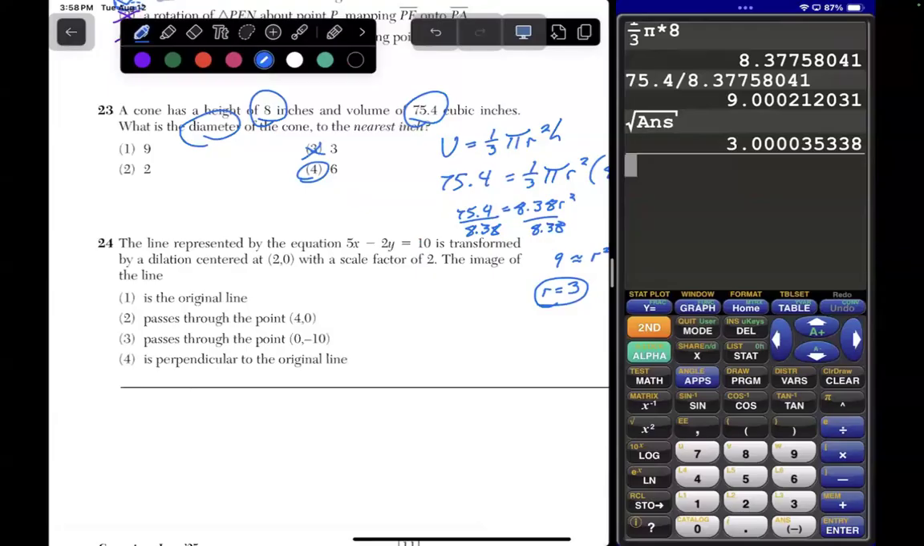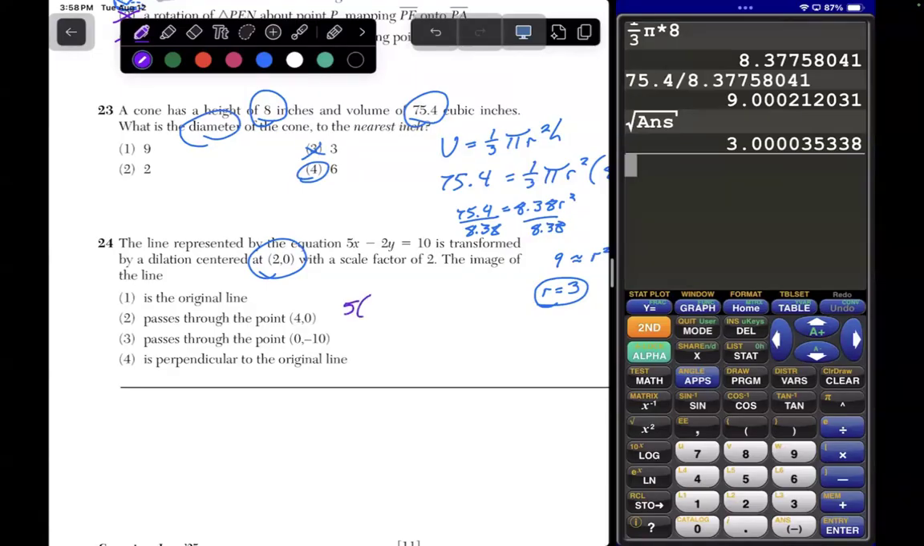This last one is only going to take me a minute, literally. A line represented by the equation 5x minus 2y is transformed by a dilation centered at (2, 0). If you ever see something that's not centered at the origin and it's a line dilation, what you should do is plug the coordinates into the equation and see if that point is on the line. So that's what I'm going to do.